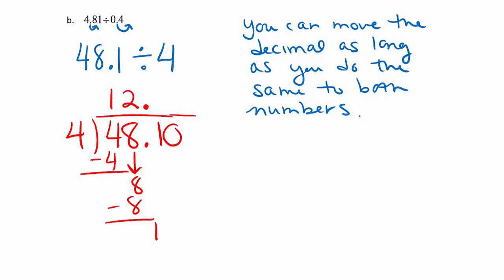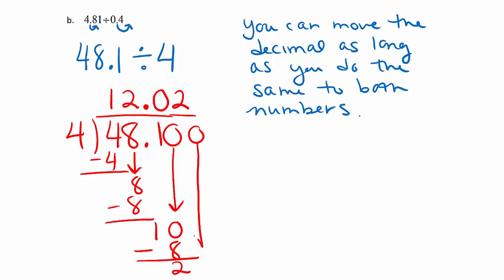And so let's see, 4 does not go into 1. So I'm going to put a 0 there. And then I'm going to bring down the next number, which is a 0. 4 goes into 10 two times. 2 times 4 is 8. I have a remainder of 2. And you can keep adding zeros until you no longer have a remainder. So I'm going to bring down another 0. 4 goes into 20 five times. And it goes in exactly 5 times. I don't have a remainder, and so I'm done with the problem. And so my final answer would be 12.025.